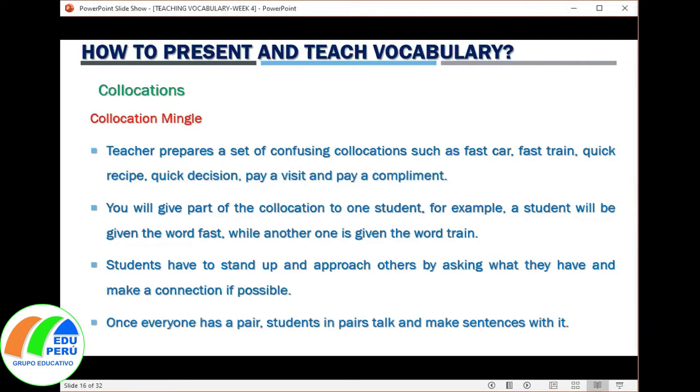All right, and then you can expand it. Once everyone has a pair, students in pairs talk and make sentences with it. Okay, so this is expanding. You can use them in a free way. Notice, the first one is controlled, because you're going to give them some instructions. Then it's free, because then they're going to talk, they are going to make sentences with it.